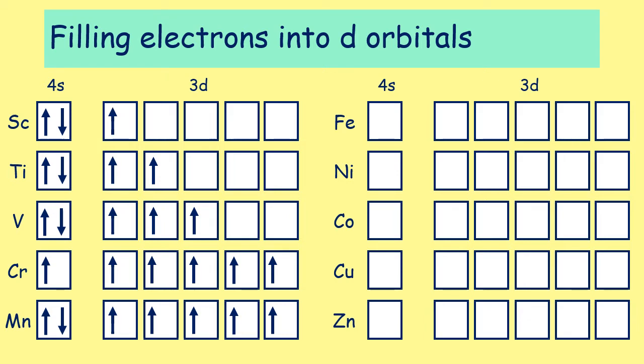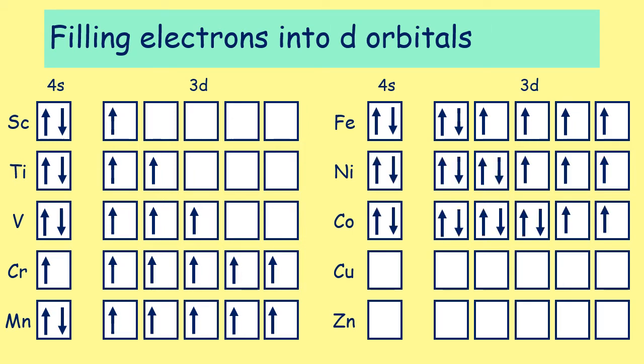What we see happening for the second half of the first row of the transition metals is we just start to see pairing up of electrons. So in iron, we have 2 electrons in the 4s orbital, and then we start to pair up. So the first of the 3d orbitals gets paired, the rest are single. Nickel and cobalt follow this pattern exactly, completely filled 4s orbital, and then just starting to pair up.